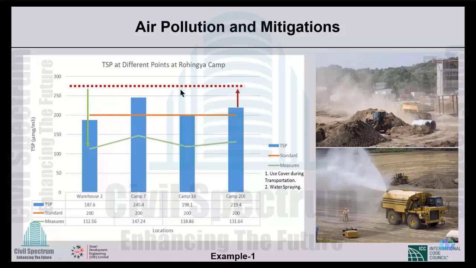This is the dotted lines. And if we do the mitigation, which we said, covering, and also the watering and keeping different players damming, then we are able to reduce from the dotted red lines to the green lines. So that is our target.